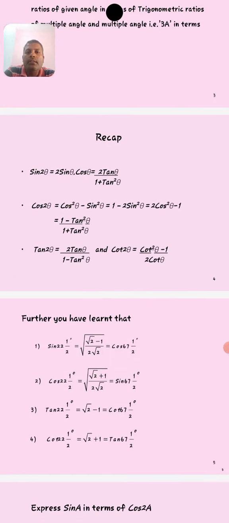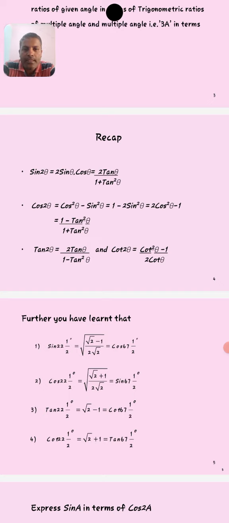Sin 2 theta, we know that the formula is what? Sin 2A is equal to 2 sin A cos A. So here sin 2 theta is equal to 2 sin theta cos theta, and also equal to 2 tan theta by 1 plus tan square theta. The second formula, cos 2 theta is equal to cos square theta minus sin square theta, and also equal to 1 minus 2 sin square theta, and also equal to 2 cos square theta minus 1, and also equal to 1 minus tan square theta divided by 1 plus tan square theta. Already we listened to these types of formulas in the last class also.